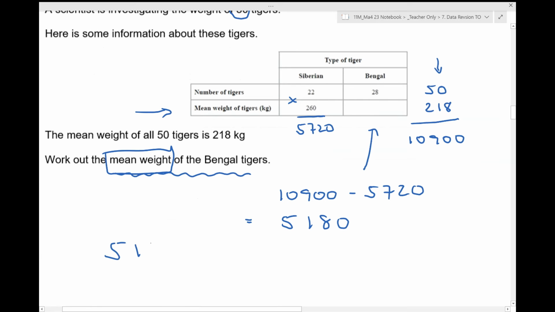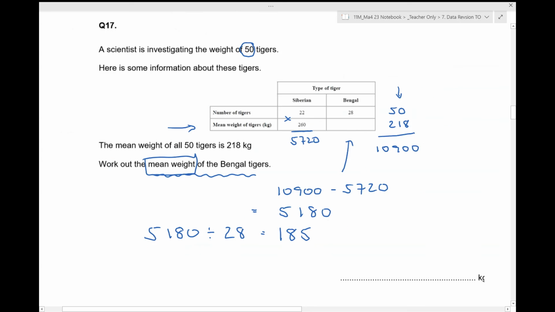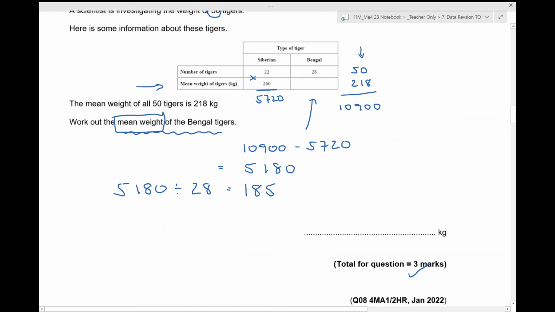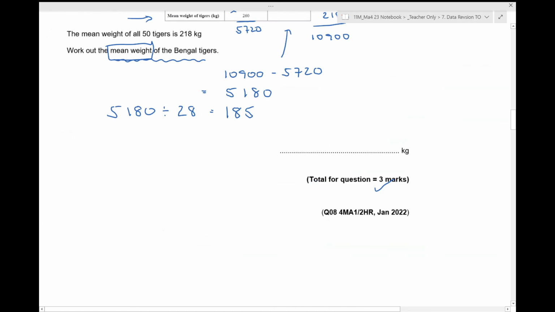I'm asked for the mean weight of the Bengal tigers. So the total of their weights divided by how many of those tigers are there? 28. 5,180 divided by 28 gives me an answer of 185 for the mean weight of the Bengal tigers and gives me 3 marks. Question 18.